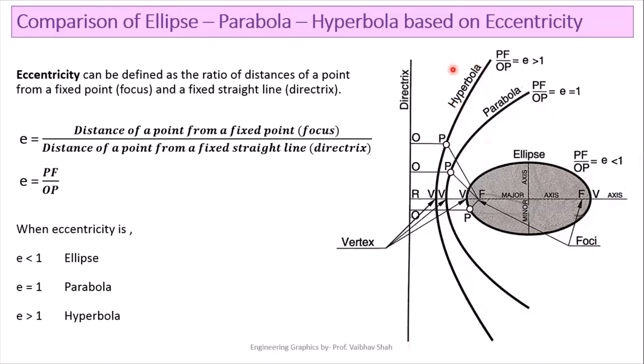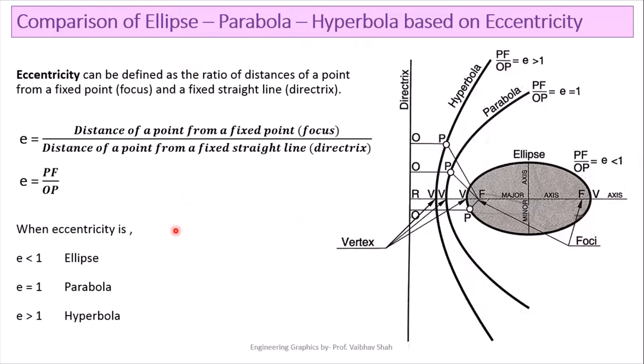Now let us understand eccentricity for the hyperbola. For that, we must specify any point on this hyperbola first. We have taken this point P on the hyperbola. Now let us use this equation: eccentricity E is equal to the distance of a point from a fixed point. This is your point, and its distance from the fixed point, that means your focal point, is nothing but your PF distance. We put this PF here, divided by the distance of the point from a fixed straight line, or you can say directrix, which is nothing but your OP. Let us divide PF by OP. You will have this final ratio as eccentricity E. And in this case of the hyperbola, your eccentricity is greater than 1. So now we have defined eccentricity for all three: ellipse, parabola, and hyperbola.